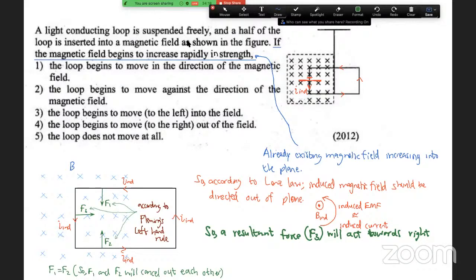Okay, right. So we have figured out the fact that there's a resultant force which is going to act towards right. So if there's a resultant force which is going to act towards right, then what's going to happen? The loop will move towards right side, out of the magnetic field.